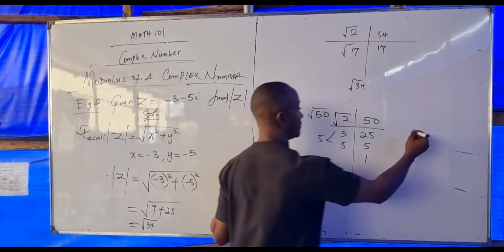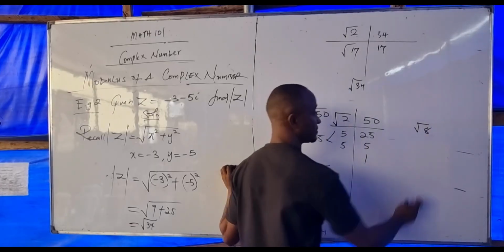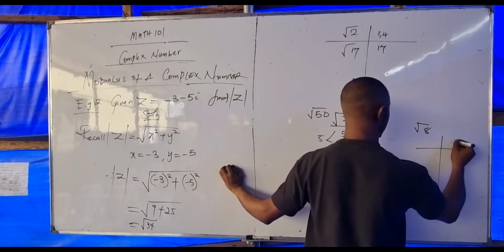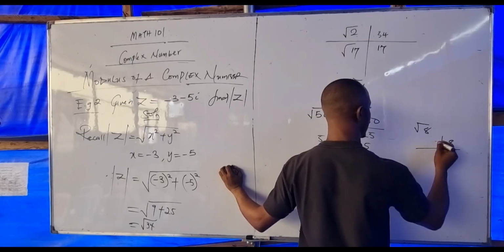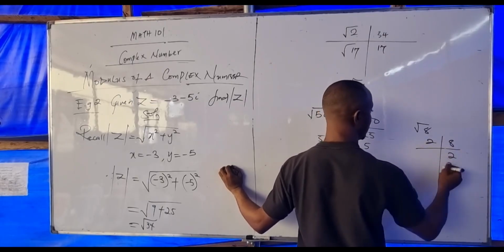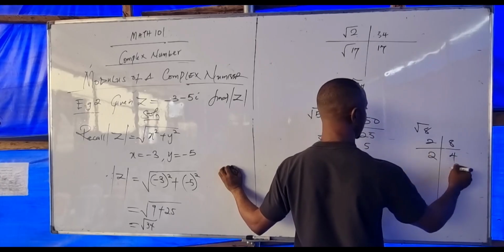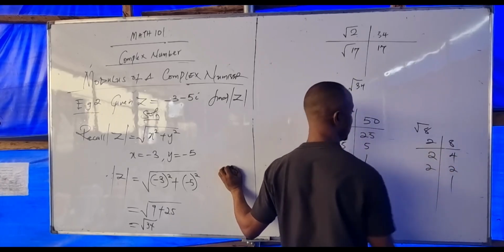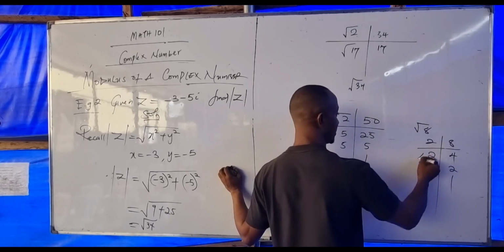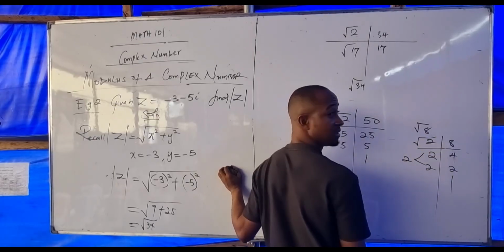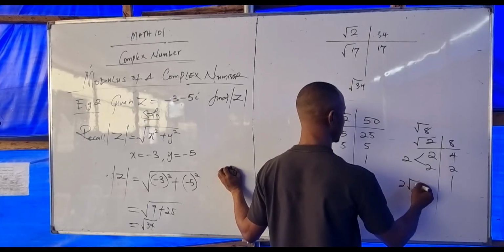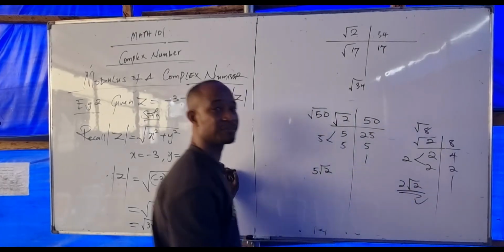Let's do root 8, the same thing. What's root 8? Let's go. 2 can go, right? What do you have here? 4, thank you. 2 times what? 2. 2 times what? 2 appears how many times? You take these 2 as 1, then put your root here. That'll give us what? 2 root 2. Exactly. Just like that.